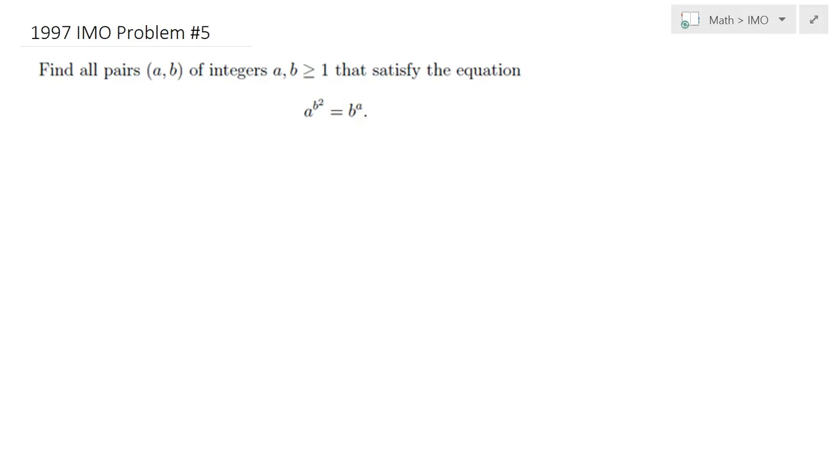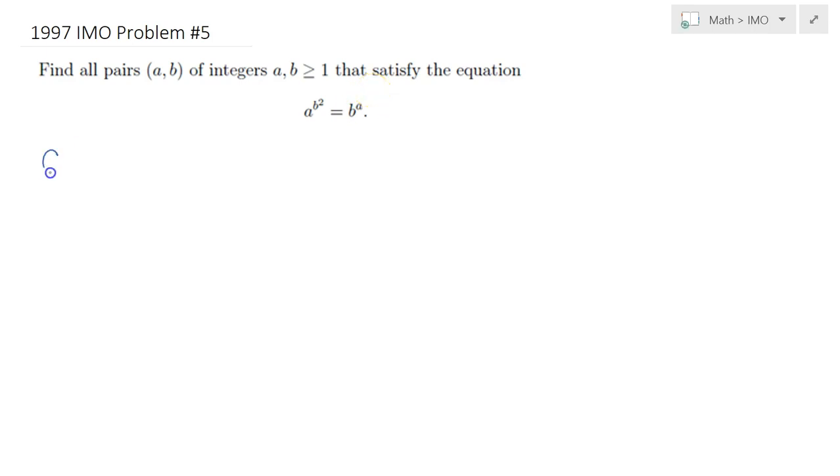Hello everybody, in this lecture we will be solving 1997 IMO problem number 5. Here is a view of this problem. We need to find all pairs of positive integers a, b that satisfy the following equation: a raised to the power b squared is equal to b to the power a.